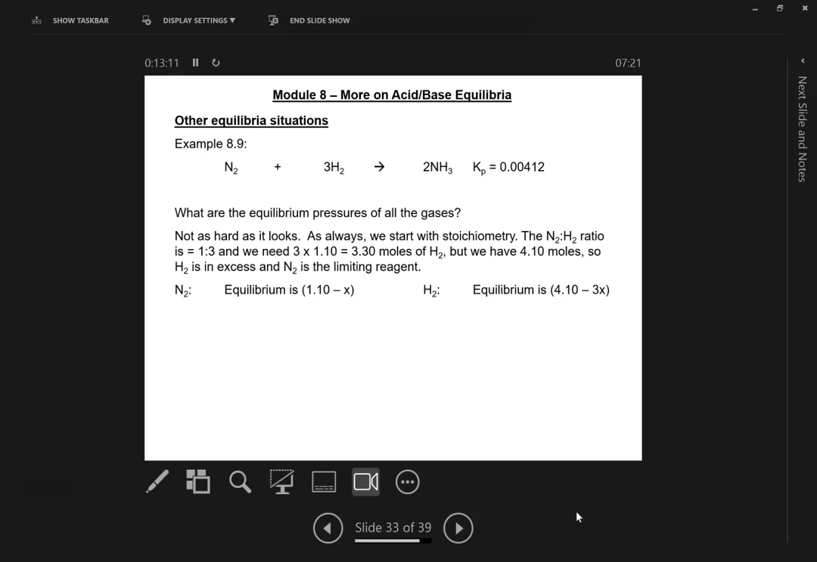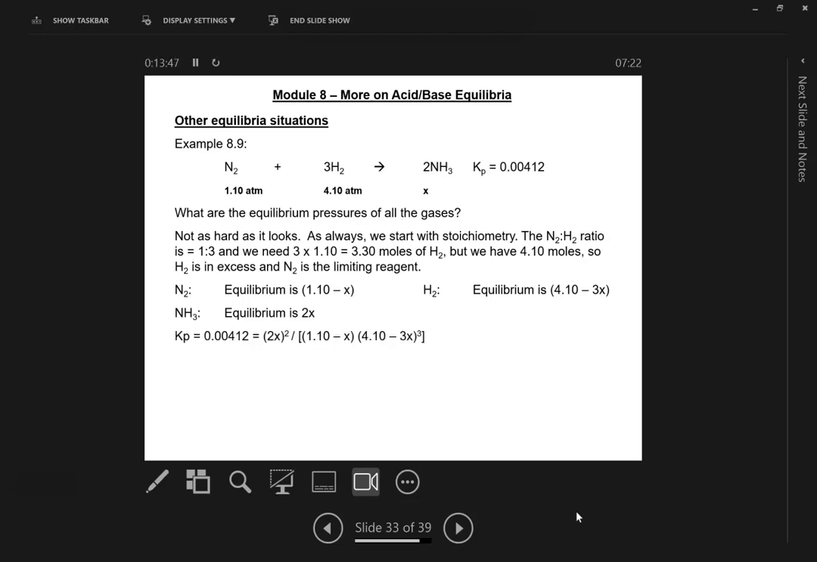I guess what I didn't put here was my starting pressures. For nitrogen, it was 1.1, and for hydrogen, it was 4.13. Those were my starting pressures. So equilibrium for nitrogen is going to be 1.1 minus x, and for hydrogen, 4.13 minus 3x because of our stoichiometry, and for ammonia, my equilibrium pressure is 2x. I should have written that in first, and I didn't.